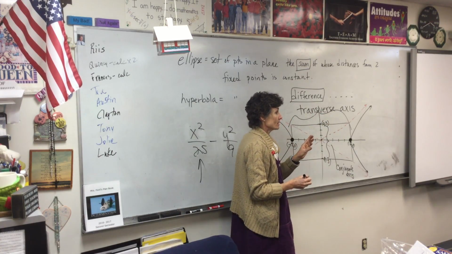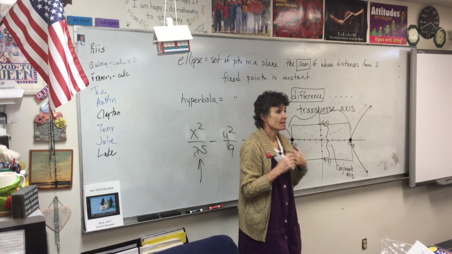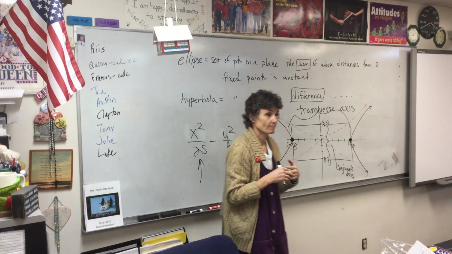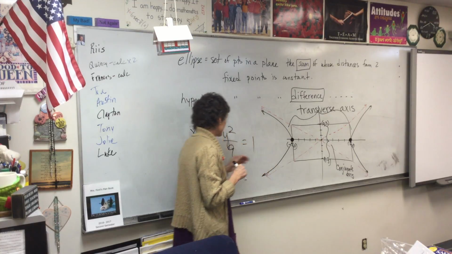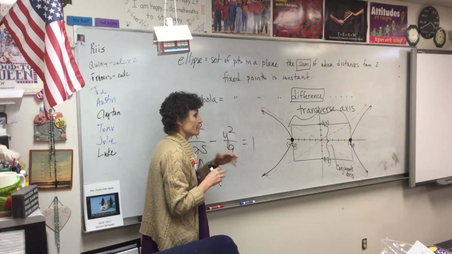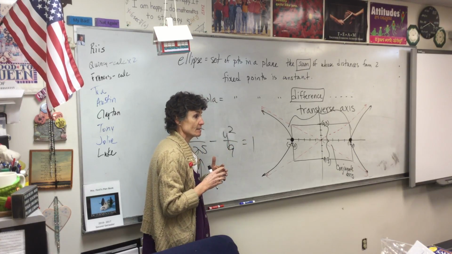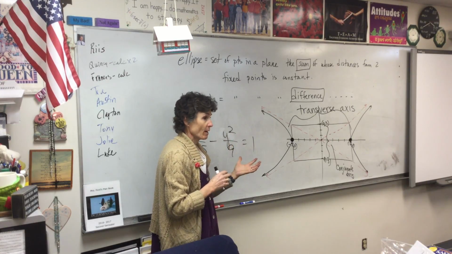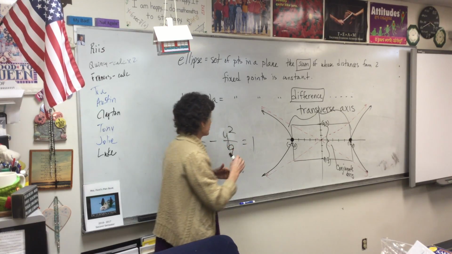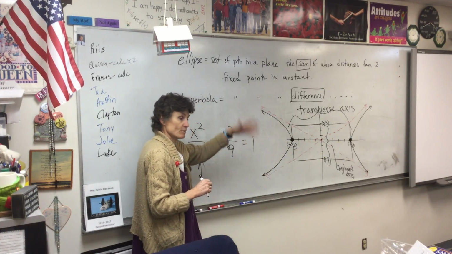And again, whether you are transverse or conjugate has nothing to do with your length. It so happens in this example that the transverse axis is 10 and the conjugate axis is 6, but it could be the other way around. Transverse means you join the vertices. Conjugate means you're the other side of the box.